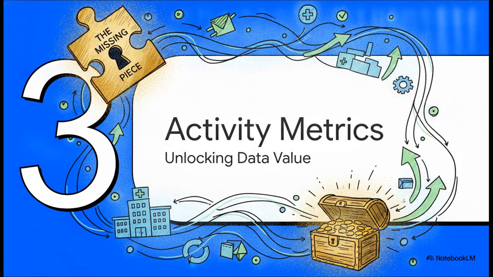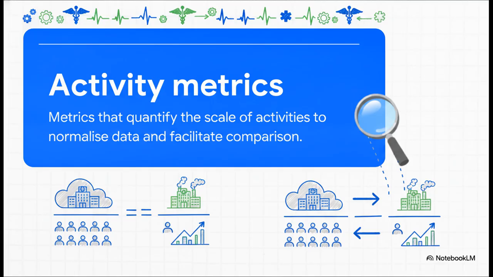Which brings us to Section 3, the missing piece, activity metrics, unlocking data value. We need to understand exactly what these are. The standard officially defines activity metrics as metrics that quantify the scale of specific activities or operations by an entity and are intended for use in conjunction with other metrics to normalize data and facilitate comparison. Think of it like a giant fraction. If your raw sustainability data, like your total energy consumed or total waste generated, is the numerator, your activity metric is the denominator. It's the piece of the puzzle that finally gives that top number its scale and meaning.